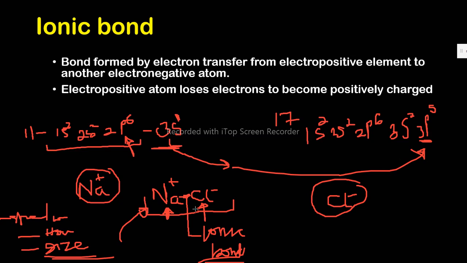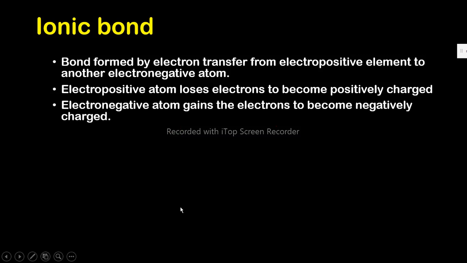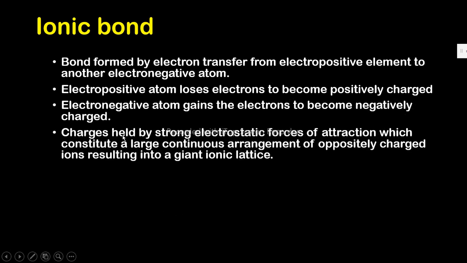Okay? In other words, it will take us to the factors that affect the strength of the ionic bond. The electropositive atom loses electrons and becomes positively charged. Then the electronegative atom gains electrons and becomes negatively charged. And so the charges are held by strong electrostatic forces of attraction, which constitute a large continuous arrangement of oppositely charged ions, resulting in a giant ionic lattice.